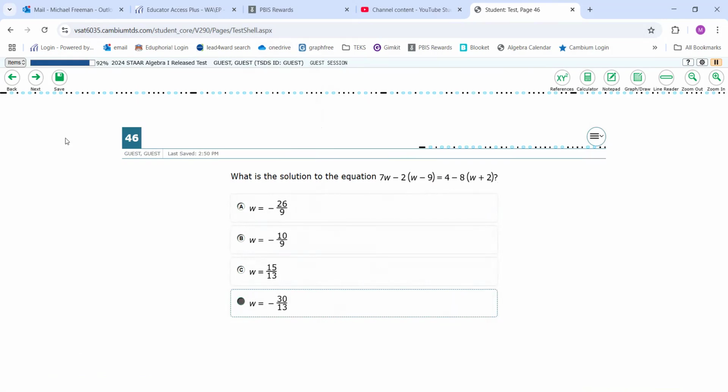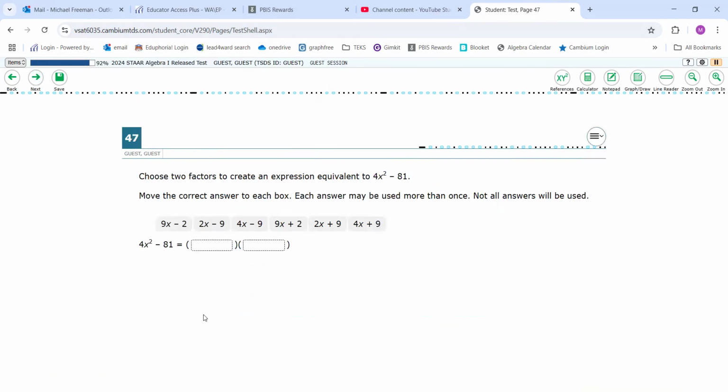All right, no reason to miss that problem. All right, choose two factors to create an expression equivalent to 4x squared minus 81. Move the correct answer to each box. Each answer may be used more than once. Not all answers will be used.